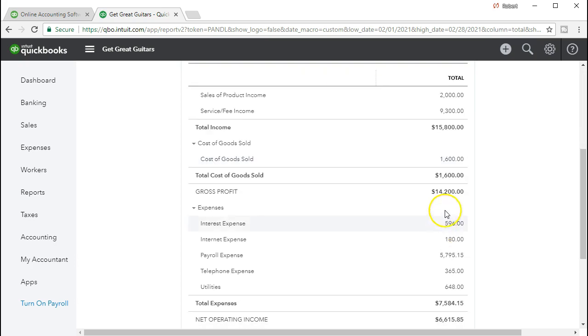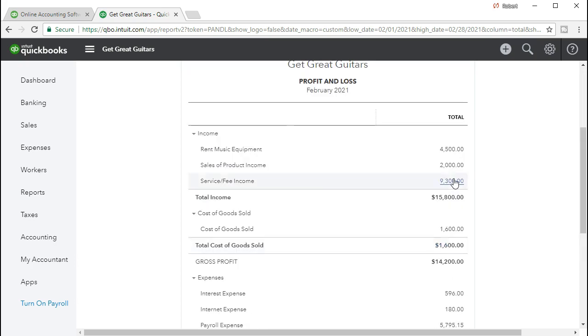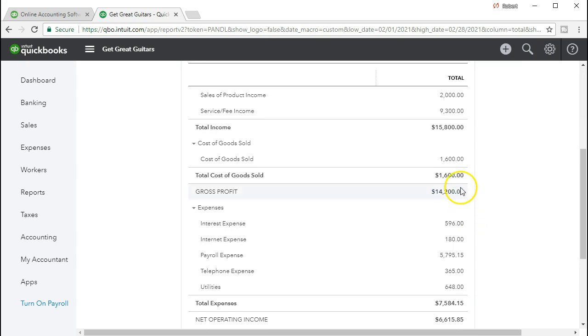Cost of goods sold is what we had to expend in terms of guitars in order to generate the revenue. Now note that this number is only really relevant to, or it's best compared to, the sales that we had for product inventory right here, sales of product. And a lot of our money, of course, is service income in this example, which is the fees earned for the guitar lessons and the rental equipment. That gives us our gross profit.